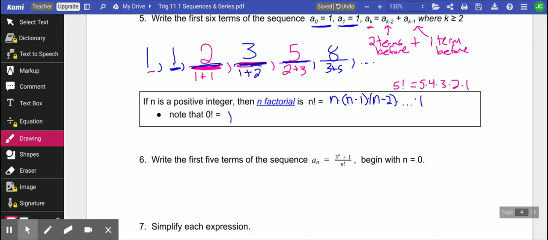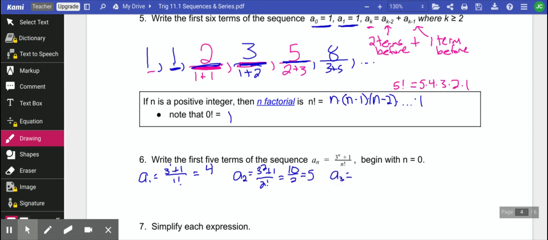So we have a sequence here that has a factorial in it. We want to find the first 5 terms. So remember, to find A1, we're going to plug in 1. So 3 to the first plus 1 factorial. So that's going to give us 4. A2, we're going to do 3 squared plus 1 over 2 factorial. So 10 divided by 2, which is 5.